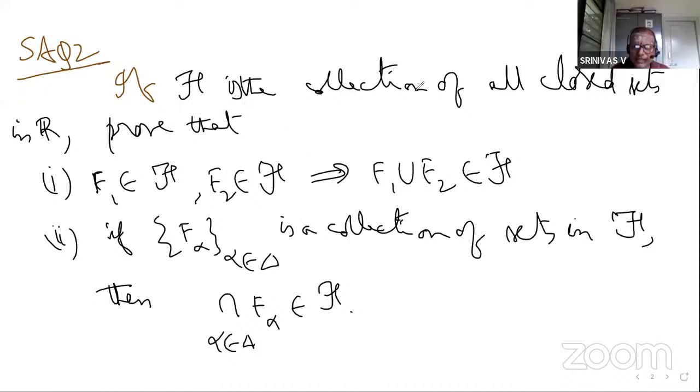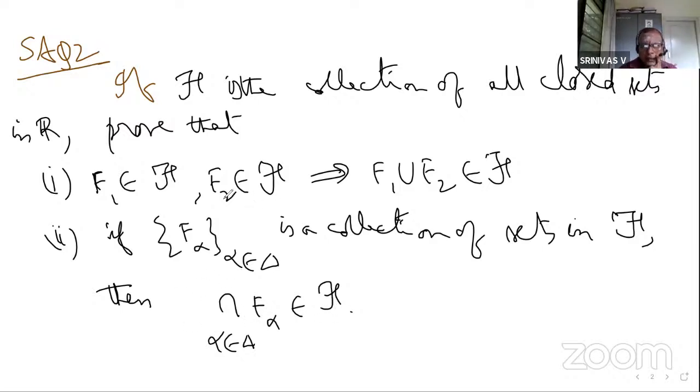If F is a collection of all closed sets in R, prove that F1 belongs to F, F2 belongs to F implies F1 union F2 belongs to F. And if F alpha, alpha belongs to delta, is a collection of sets in F, then the intersection of F alpha belongs to F. Here, this is the property that script F is closed under unions. And this speaks about the closure of script F under arbitrary intersections.